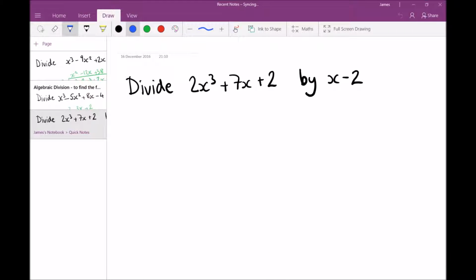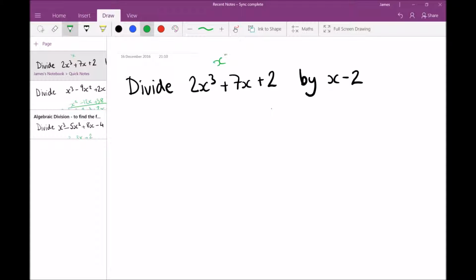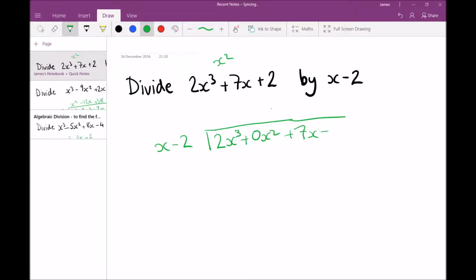So, in the next one, we've got a term missing. So we're actually missing the x squared term. But the method still works. So we'd write it out like this. So you get x minus 2 and 2x cubed plus 0x squared plus 7x plus 2.